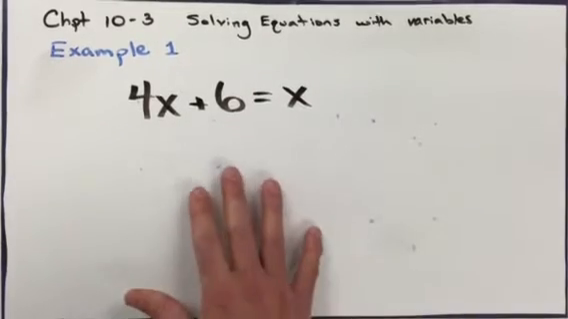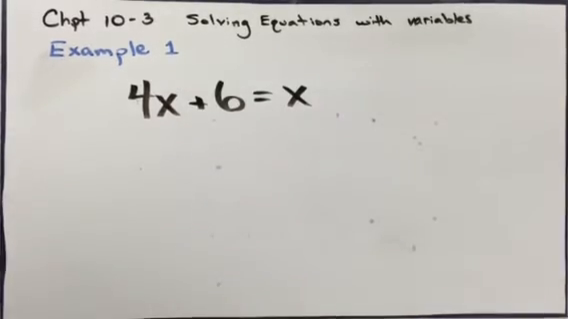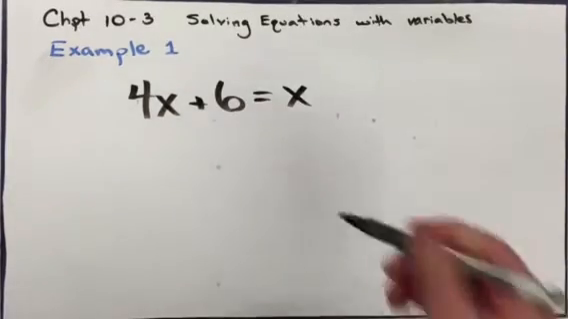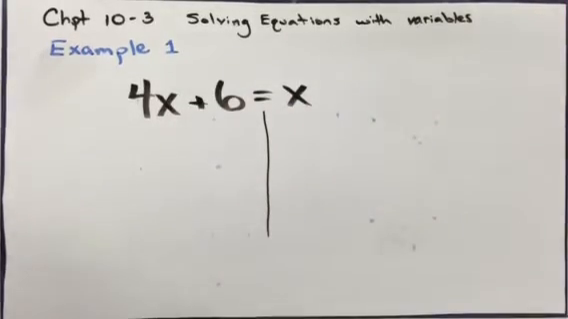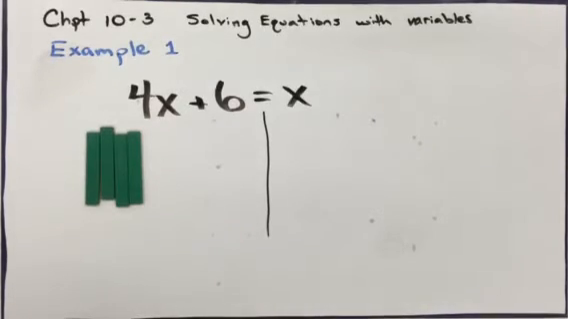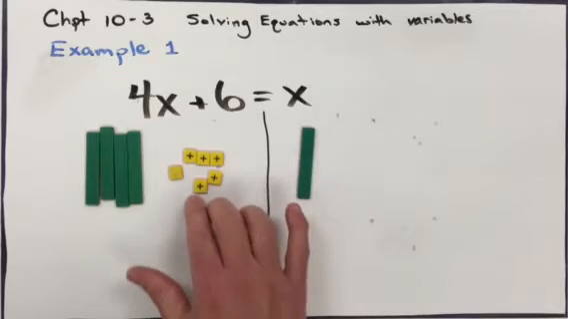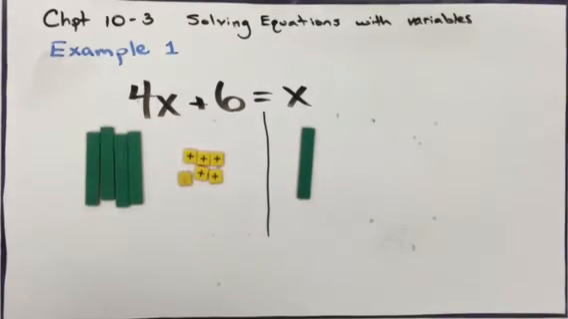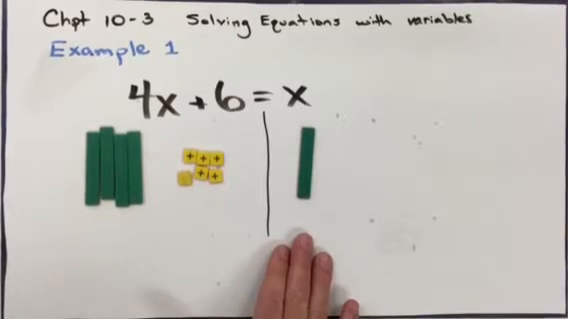So the first thing that we'll do, since we've been working with algebra tiles, is let's set this up using algebra tiles. And so instead of my pencil here, I'm just going to draw a fence. Okay, and so we have 4x plus 6, and that equals x on this side. Okay, and the goal of this is to get the variables by themselves.